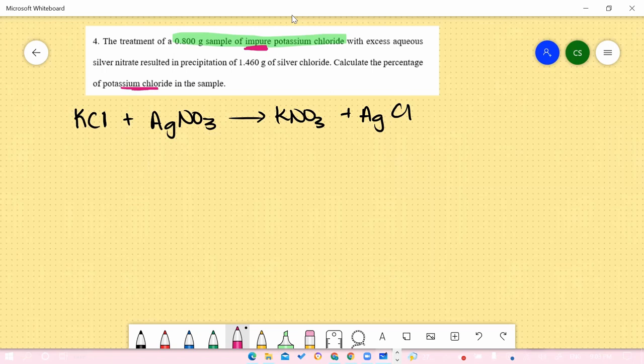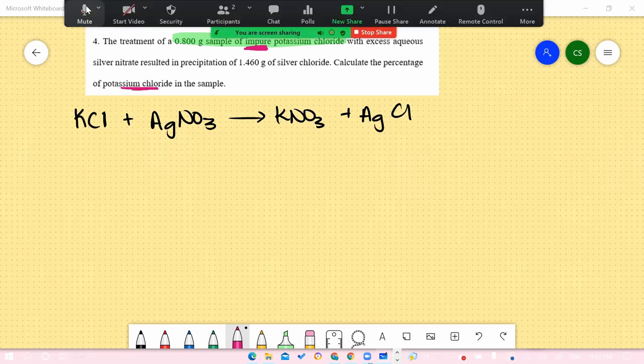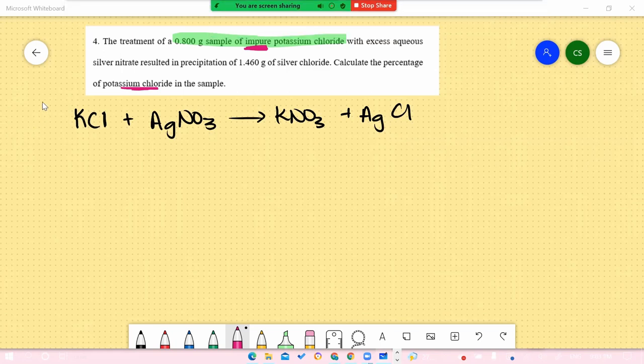But let's continue. So KCl, we have that. I was telling you that of the 0.800 grams of the sample, we aren't sure what the mass of potassium chloride in the sample was. The only thing we're sure about is that the mass of potassium chloride in it is less than 0.800 grams, because they did specify that it's impure.